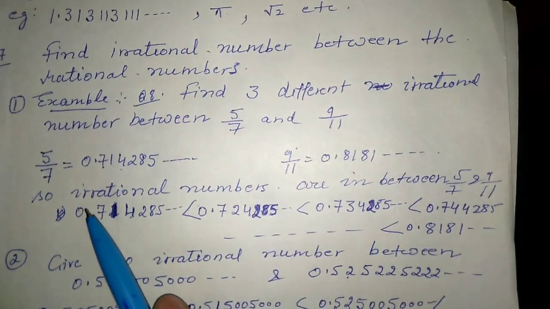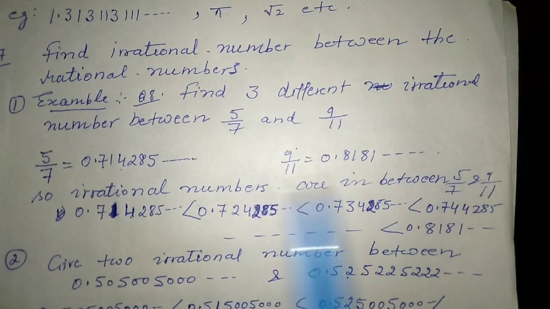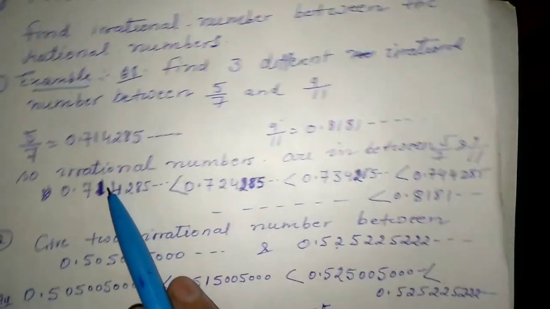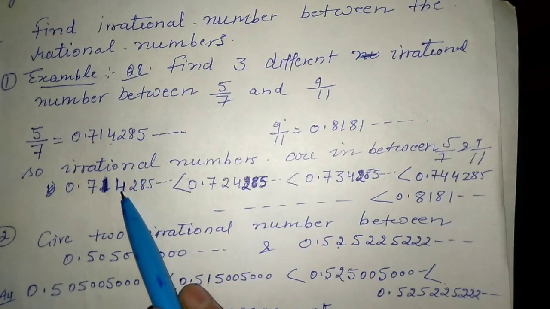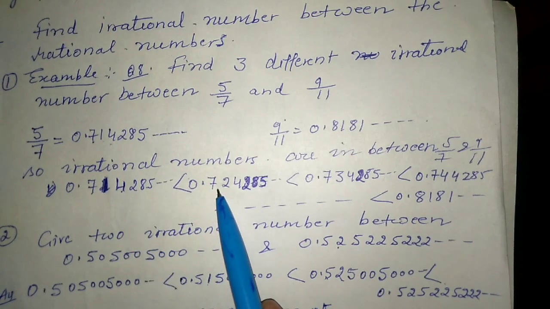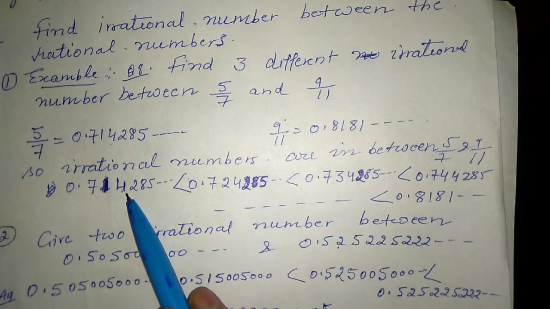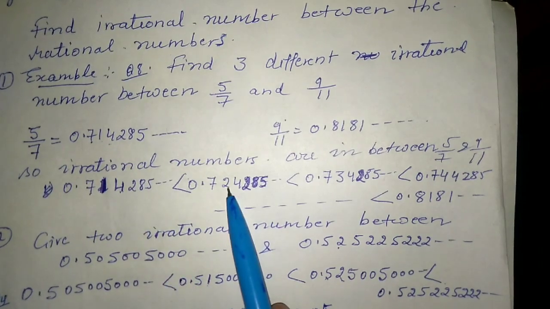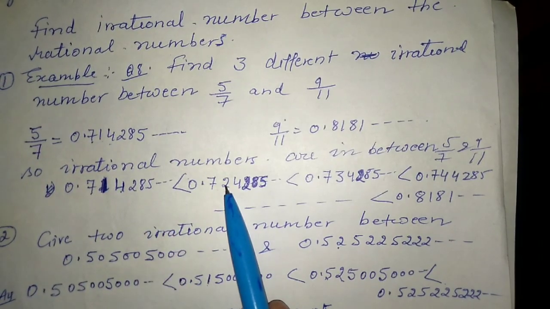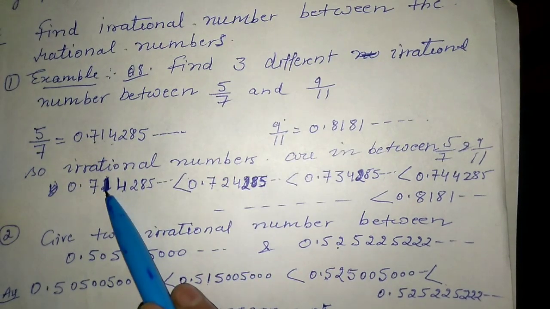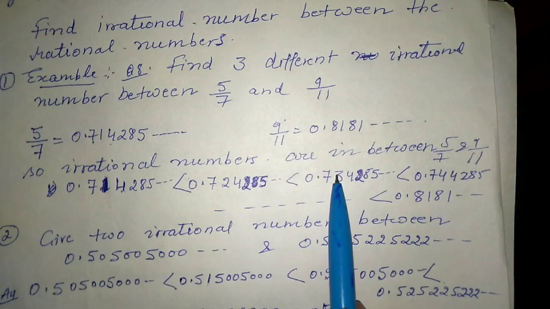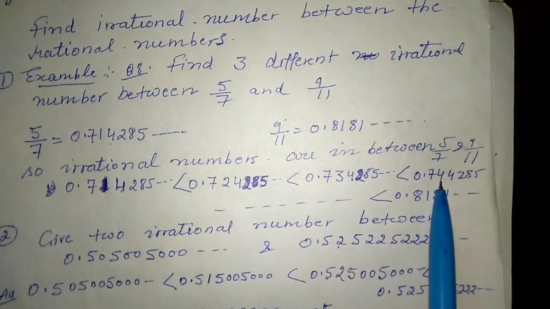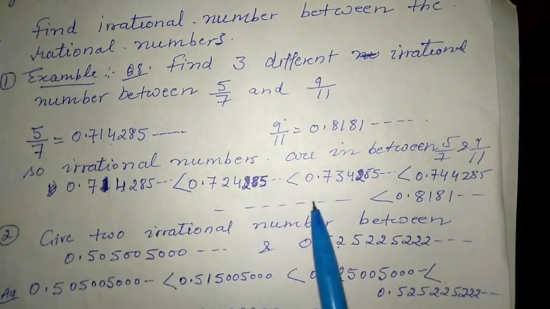So how can we find irrational numbers between these two? Here we have a series. This is the first number, 0.714285. We will find the next number, a number greater than this. So we change only one digit. This is the digit 2 here, here is 1. So we will change this to 2. Then we'll change it to 3. Then we'll change it to 4. And so on. So many numbers.